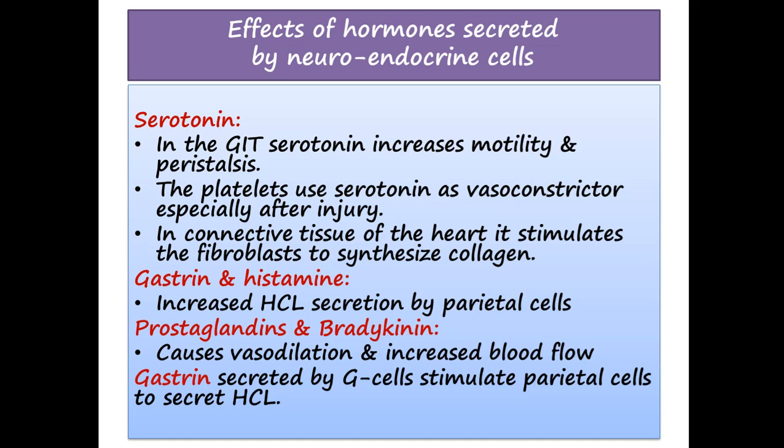Sometimes tumors that occur in these G cells are known as gastrinomas. And these gastrinomas are neuroendocrine tumors, and they cause excess secretion of gastrin and excess stimulation of the parietal cells to secrete HCl, which may cause peptic ulcer, and this collection of symptoms is known as the Zollinger-Ellison syndrome.